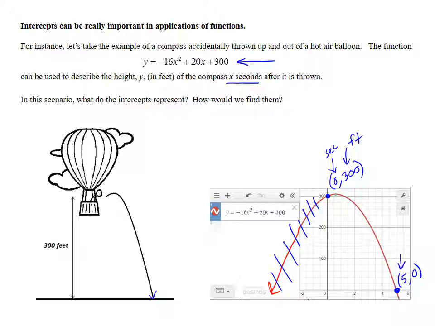The x-intercept, again, the first value is seconds, the second value is feet. This is saying that 5 seconds after it's thrown, the compass is at 0 feet. 0 feet would be on the ground. So the compass is on the ground after 5 seconds, or it hits the ground after 5 seconds.